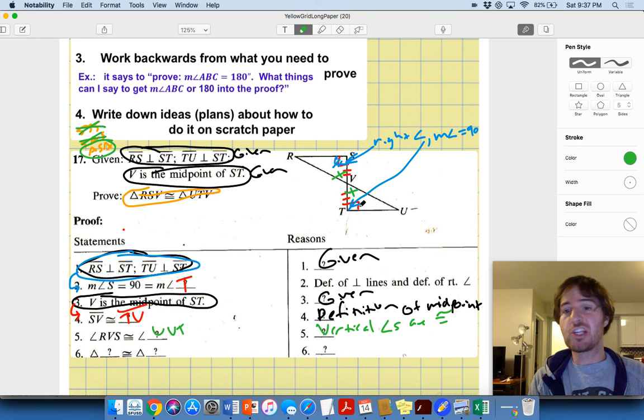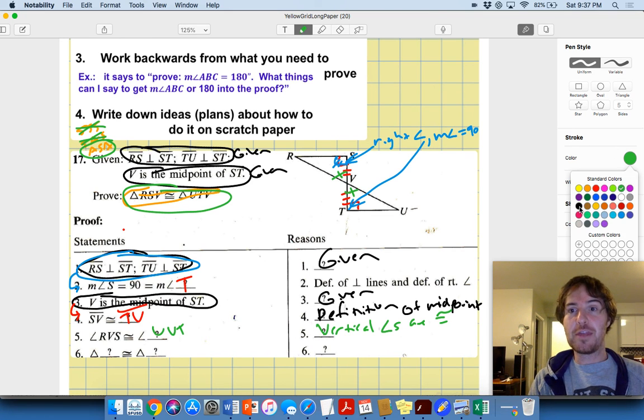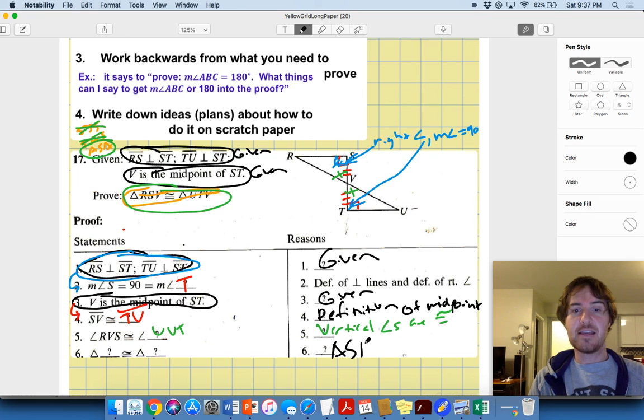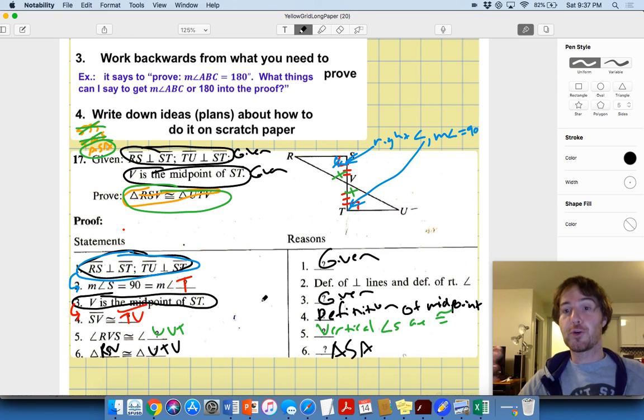And we could match up the correspondences if we want to here, but we just trust that they did that right for us here right now. So step 6 has got to be what it is we're trying to prove here. Reason why we're able to do it, ASA. Hopefully you noticed that when you went through it. So I'm going to do this, ASA, and I'm going to match up what we see right here, RSV and UTV, and we're good to go.